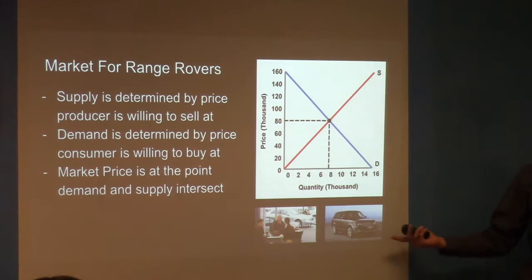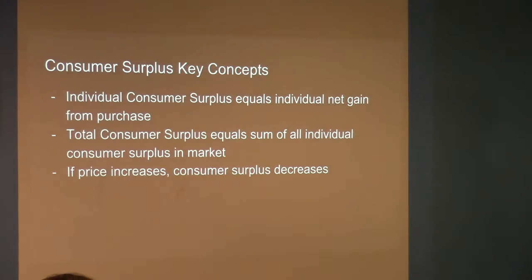And today we're going to be looking at the market for Range Rover. We're saying there's perfect competition, as in there's hundreds of dealerships around America, and you can choose which dealership to buy from. They can set their price, technically. Some of the key concepts for consumer surplus: there's two types of consumer surplus.